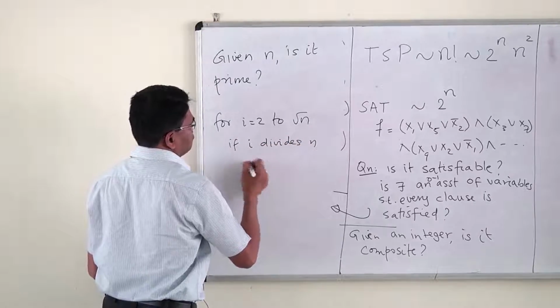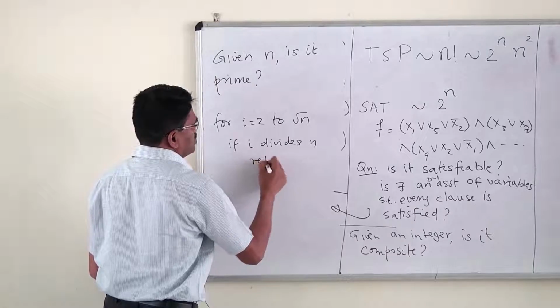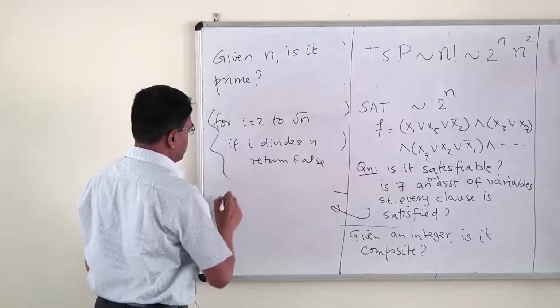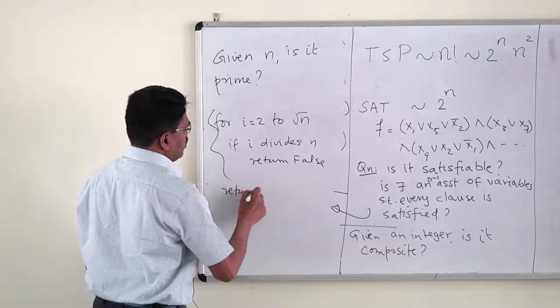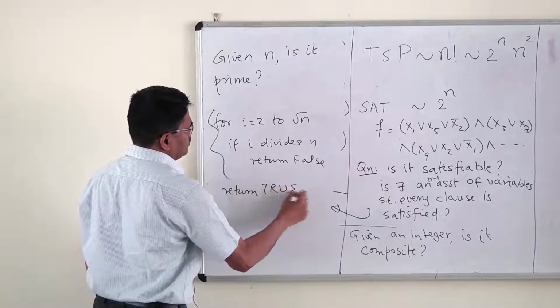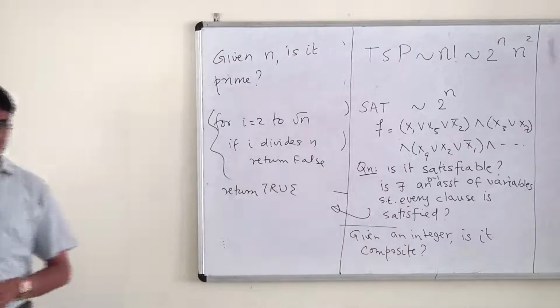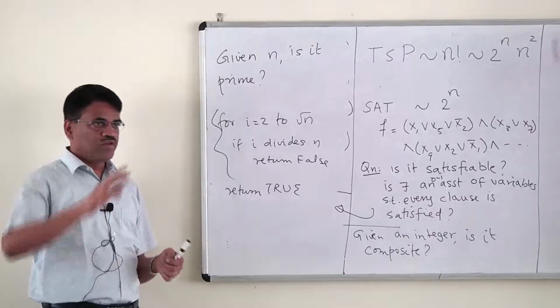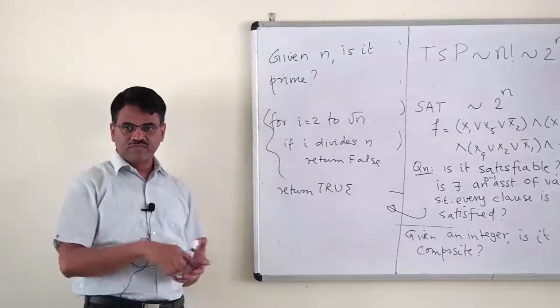then return false. When you come back and you survive, then you say return true. Okay? You just check from 2 to root n whether any of these numbers divides this number. Why only root n? Don't you really have to go all the way to n minus 1?